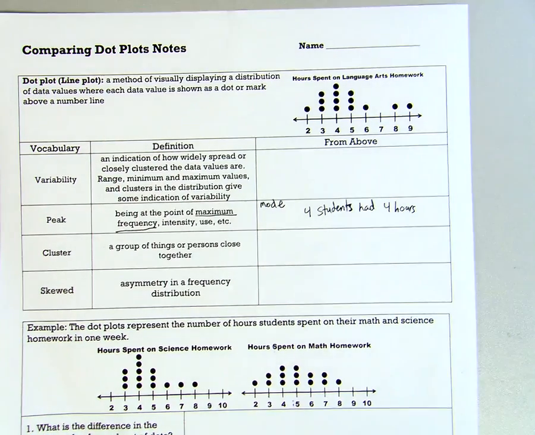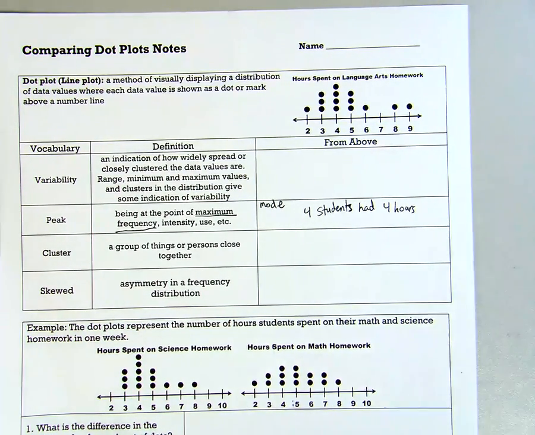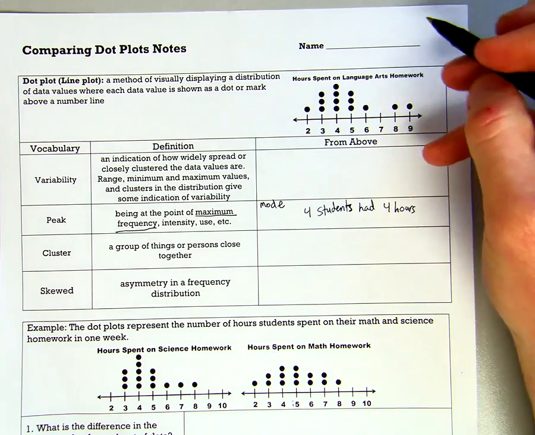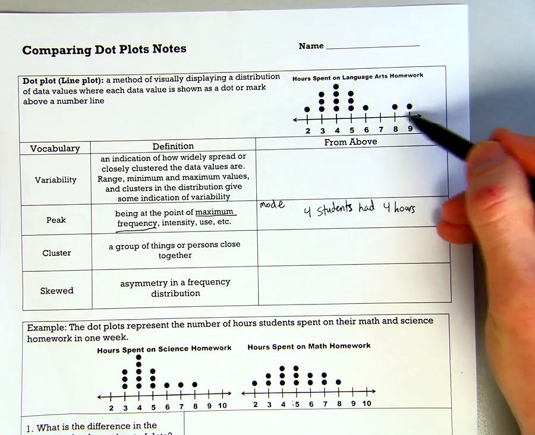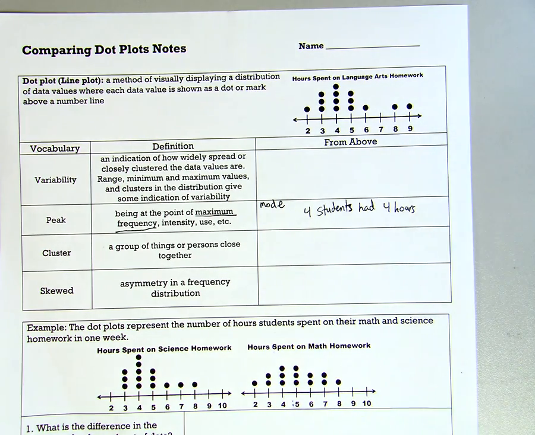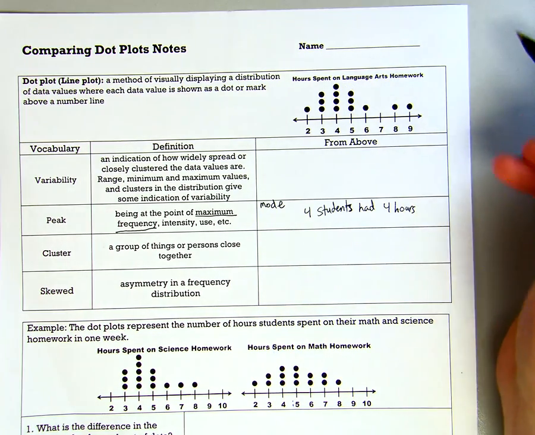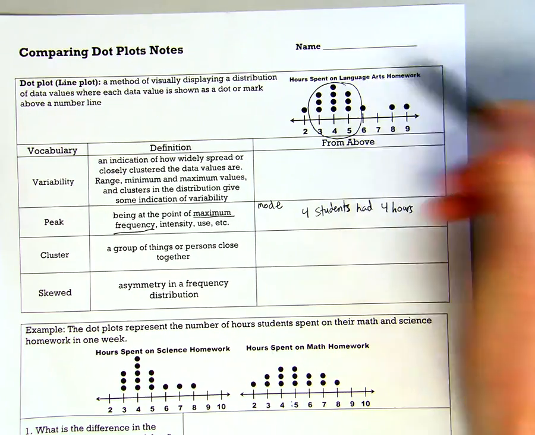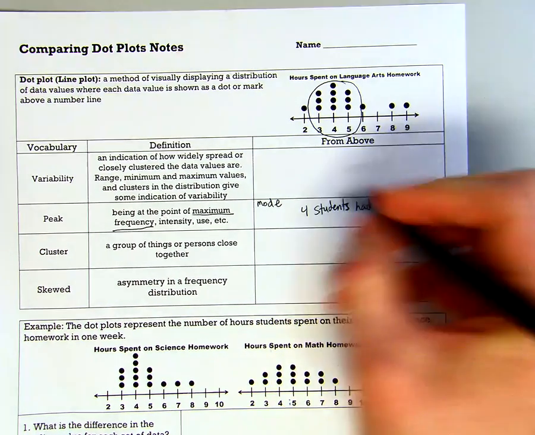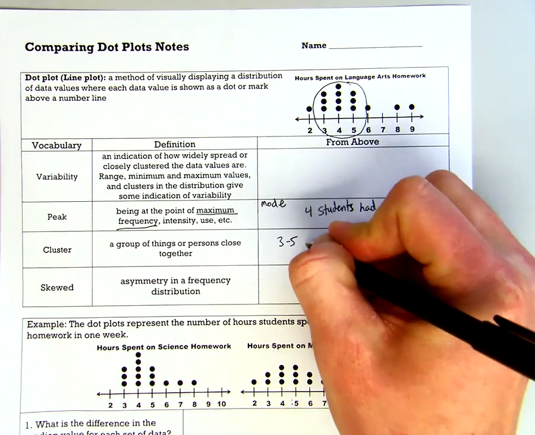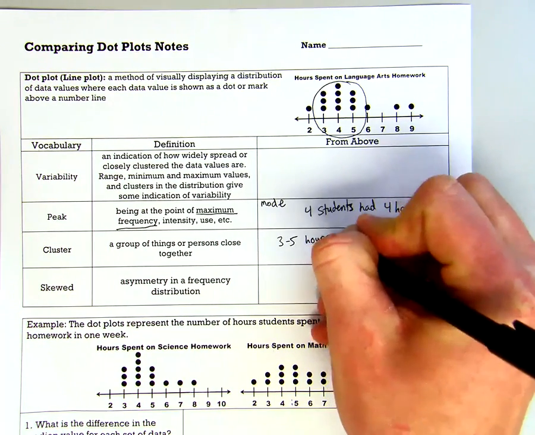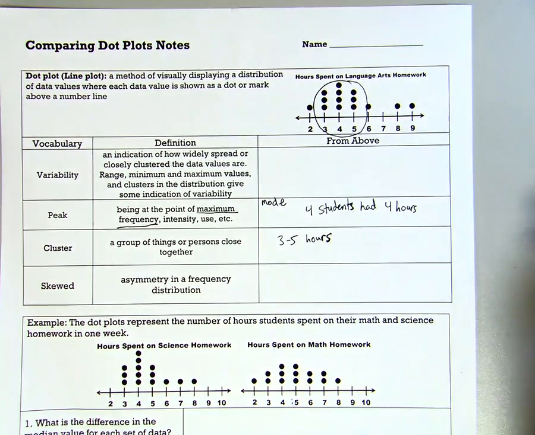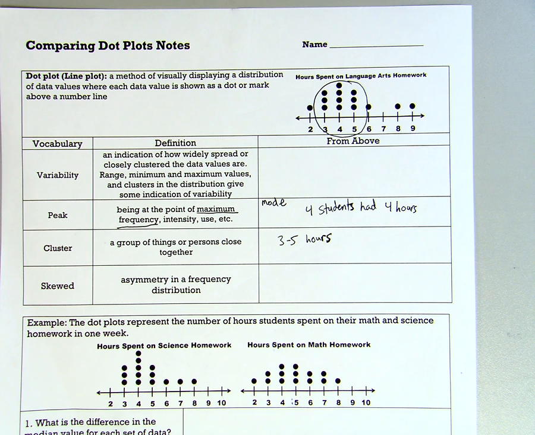Alright, cluster. It's a group of things or persons close together. So if I look at the cluster here, I don't have a lot of data points over here, so that's not where my cluster would be. My cluster is going to be where the most data points are. And if I look at right here, this 3 to 5, that's where the majority of my data points come in. So my cluster for this would be 3 to 5 hours. Okay. Usually that's where you're also going to find the median; the mean usually falls in there. It doesn't always, but most commonly it would.